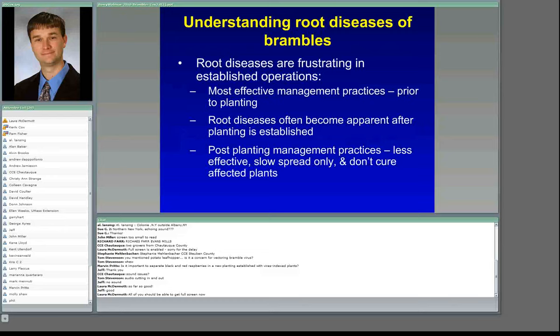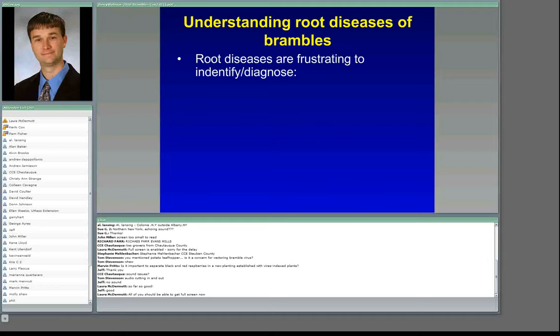But also very frustrating to identify and diagnose for a lot of the same reasons. Unfortunately, these pathogens are soil-borne, protected and hidden in the soil. Just as Pam mentioned with the viruses, these are things we're not going to be able to see very well. And it's not so much the fact that they are small or microscopic, some of them very much so are, it's that they are hidden from view. And we don't see them until they've already gone so far that there is a point of no return for action in terms of being a grower.